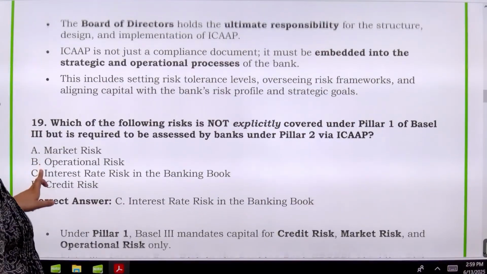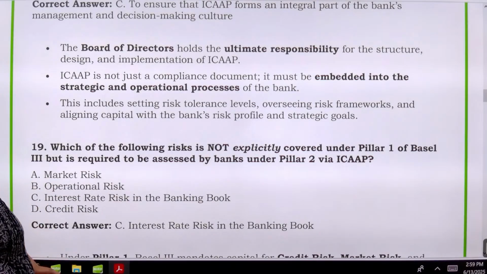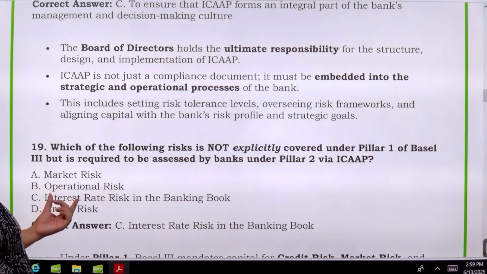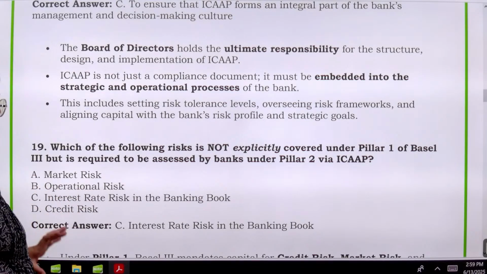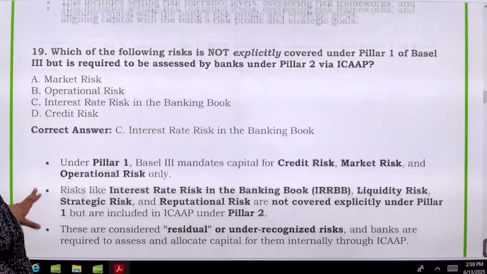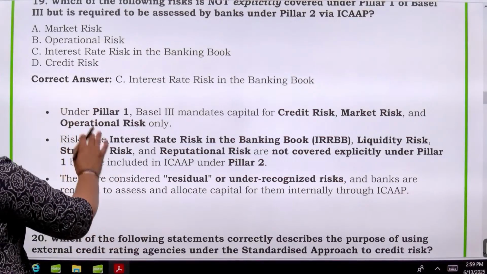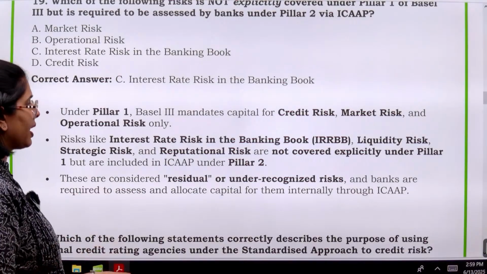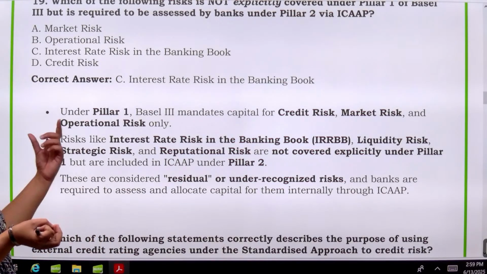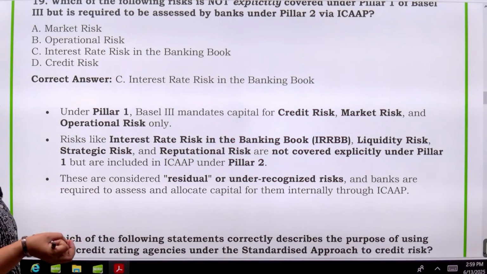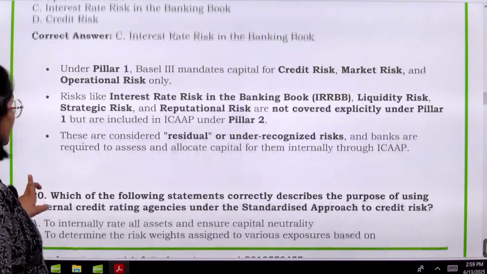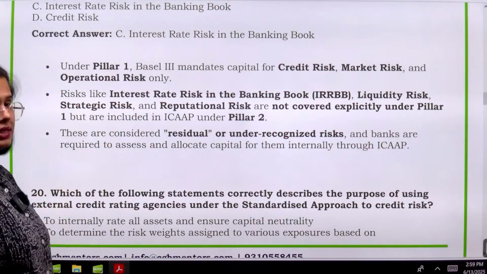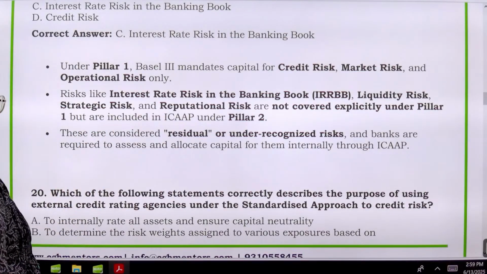Now, which of the following risks is not explicitly covered under Pillar 1 of Basel but required to be assessed under Pillar 2? Here, if you see, the interest rate risk in the banking book is not explicitly covered under Pillar 1. Under Pillar 1, it only talks about operational risk, market risk and credit risk. Remember that: operational risk, credit risk and market risk. The interest rate risk in the banking book, and all these kinds of risks, are not covered, and they are included in Pillar 2 of the ICAAP. We have the RBI guidelines on this as well, so we will have a look at it.